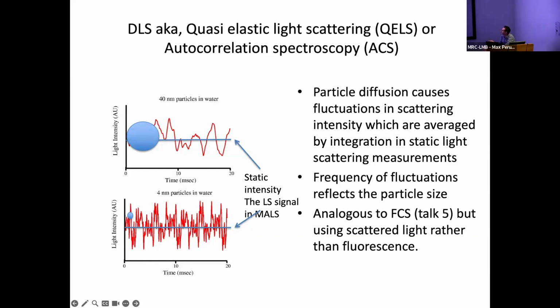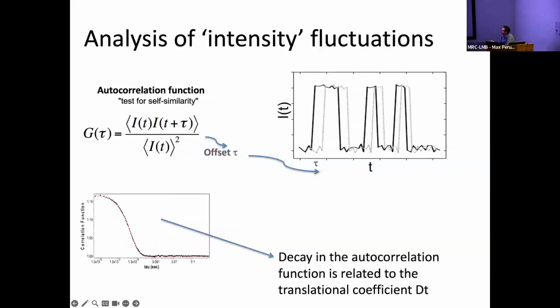We can do that with this autocorrelation function, which is a measure of self-similarity. I'm not going to really go through this because it was in the other talk. But what we get is this autocorrelation curve. So you put your sample into either a batch measurement or into a plate.